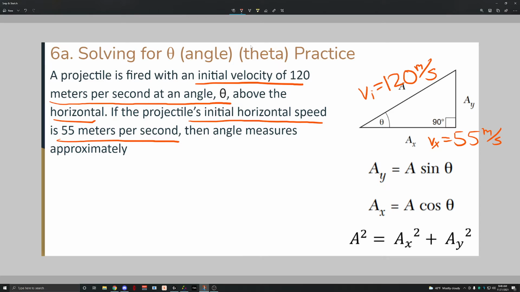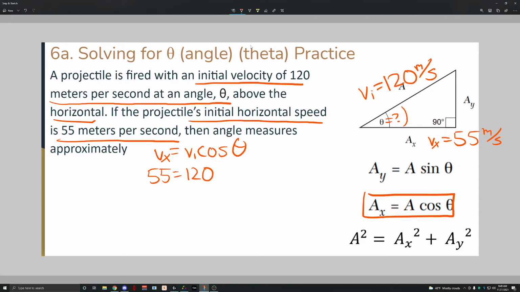All right. So we have Vx, so we use this. Vx is equal to Vi cosine theta. And again, we want to know what theta is. Vx is 55, Vi is 120, cosine theta. So we have 55 divided by 120 here.